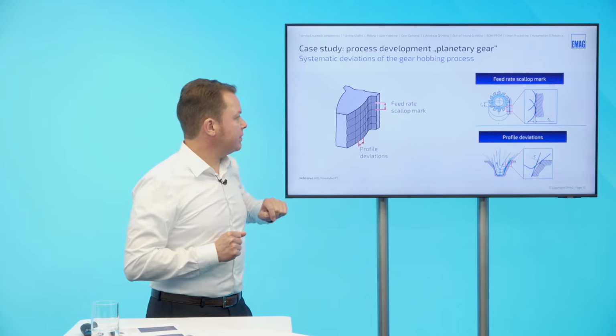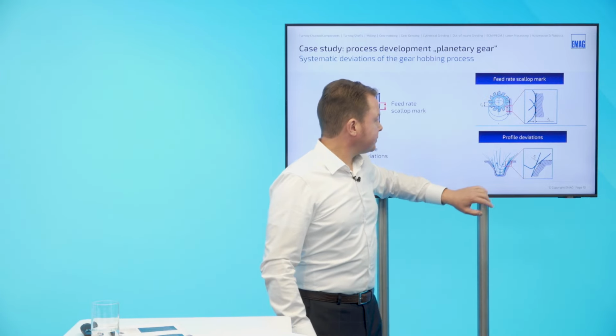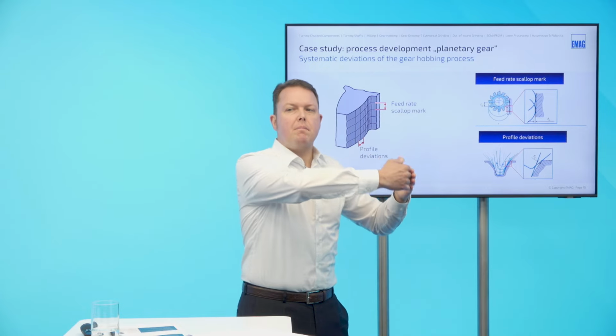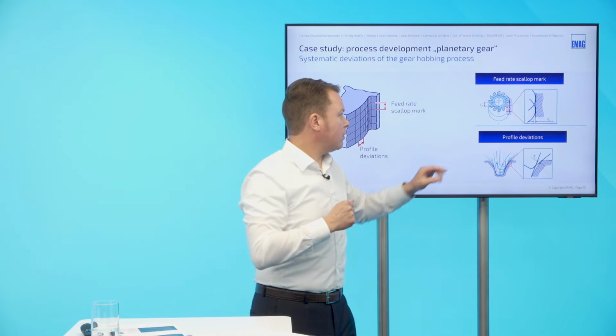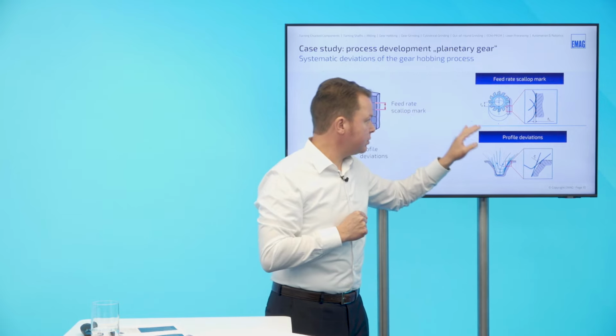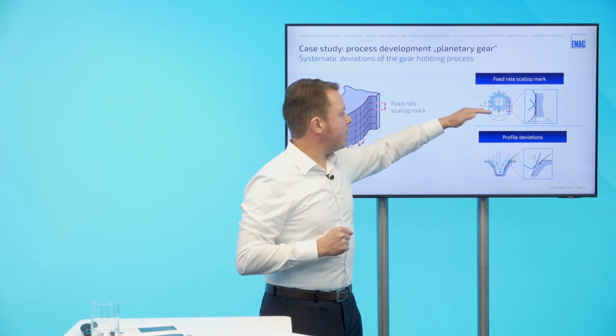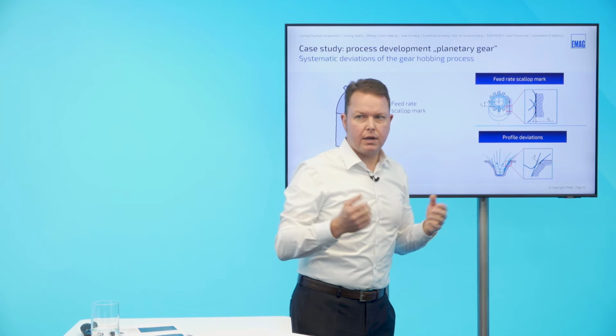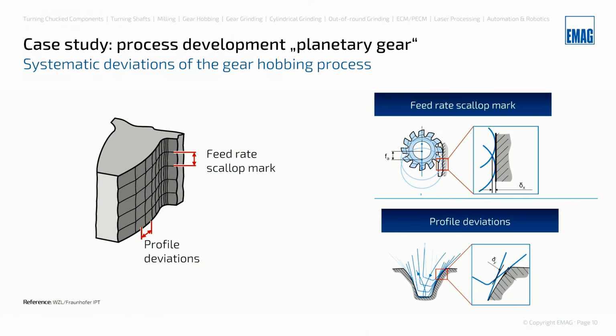And here the profile deviations. So the feed scallop mark is made by the hob. The hob has a feed rate in millimeter per workpiece revolution. So after one workpiece revolution, the hob will have passed a certain axial distance, and this is what actually creates the feed scallop mark. And the profile deviations come from the fact that we create an involute tooth form with a tool that has straight cutting edges.